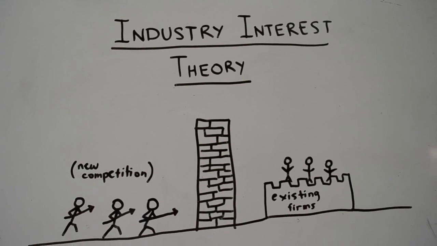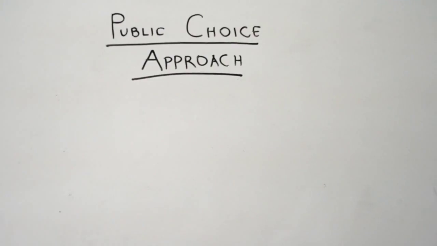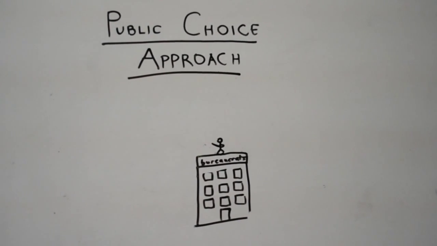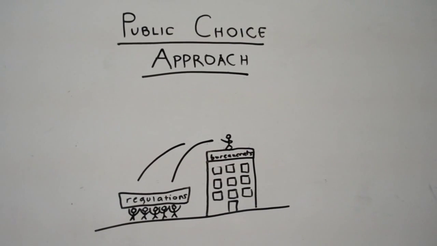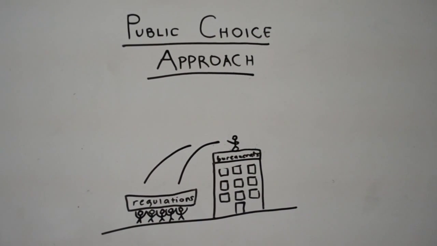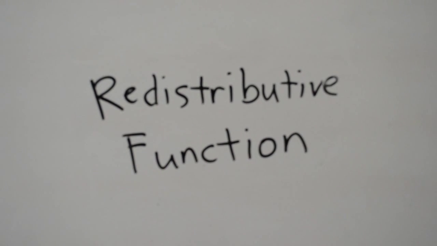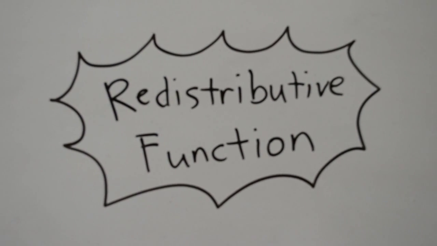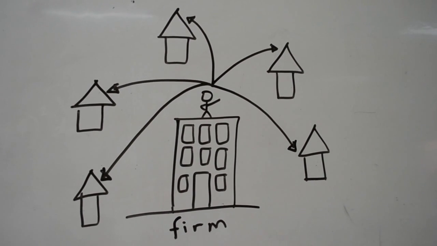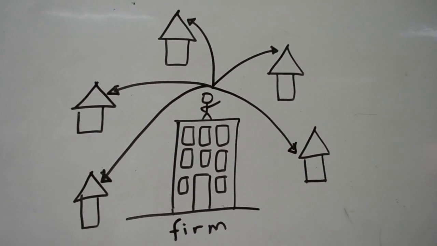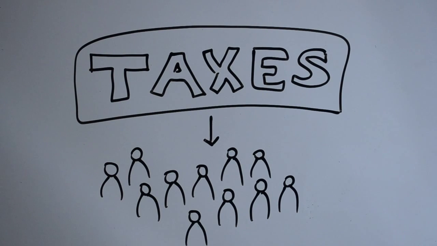Public choice approach, on the other hand, offers a final possible explanation for regulatory behavior. It emphasizes that bureaucrats produce complex regulations so that their power and budget will grow. Redistributive function refers to the government's role in influencing the distribution of income among the population. Through the power of taxation and expenditures, the government can affect income distribution within the country.